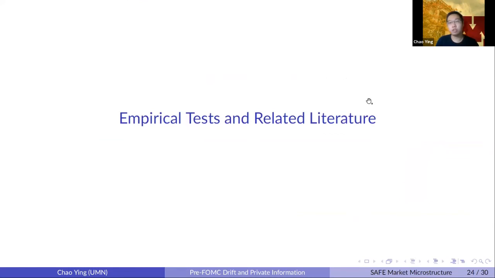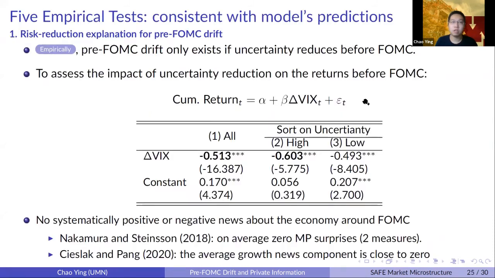Next, I will provide more empirical tests to show you that other asset market fluctuations before announcements are also consistent with my model's predictions. First, I want to show you that the pre-announcement drift is consistent with the risk reduction explanation. At the beginning, I already showed you that the pre-announcement drift only exists if uncertainty reduces before announcement.